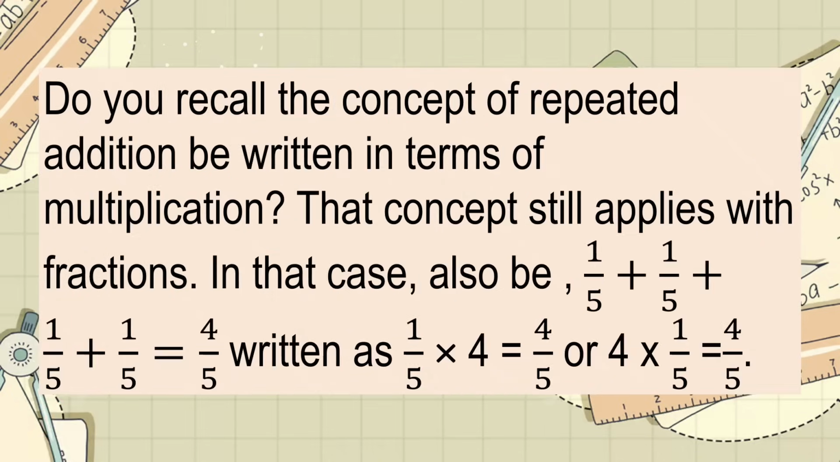So do you recall the concept of repeated addition being written in terms of multiplication? So that concept still applies with fractions. So in that case, 1/5 plus 1/5 plus 1/5 plus 1/5 is equals to 4/5, written as 1/5 multiplied by 4 is equals to 4/5, or 4 times 1/5 is equals to 4/5.